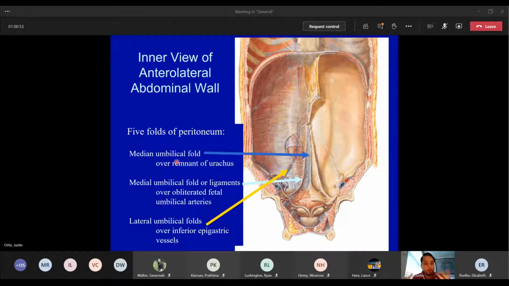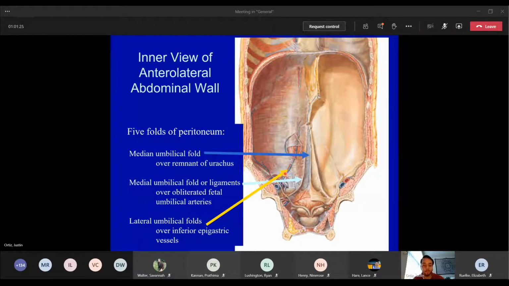So again, if we know that, then we know median umbilical fold is only going to be 1, obviously, because that's on the midline, right? That's going to be over the remnant of the urachus. Basically, what that was just connecting the bladder to the umbilical cord, and it was basically just removing urine, right? So that's just going to be located right there. The medial, so that's going to be in relation. They're called medial because they're medial to the lateral ones, right? So medial umbilical fold is going to be over the obliterated fetal umbilical arteries, which will be located right here.